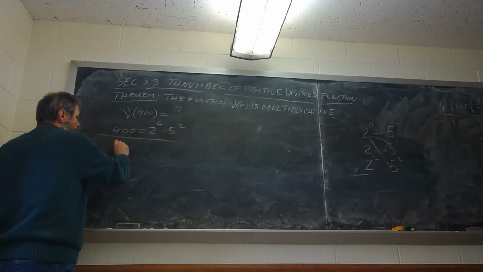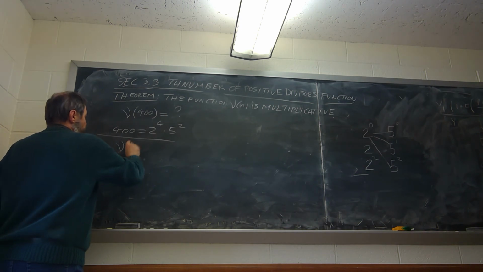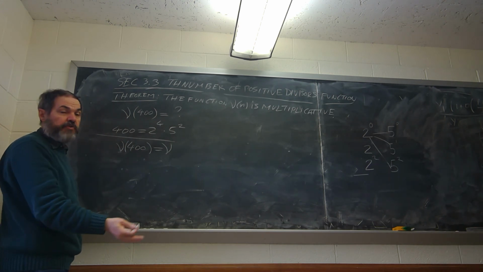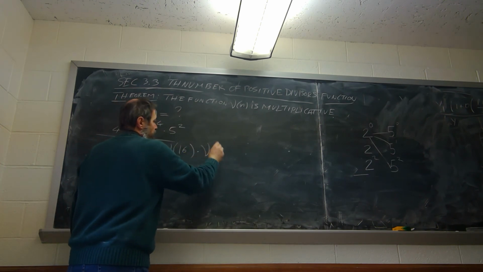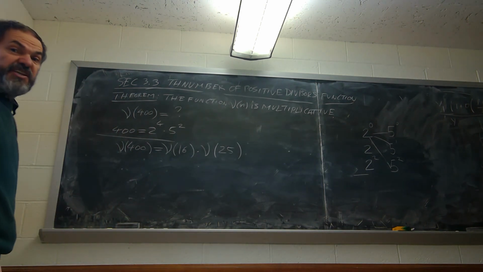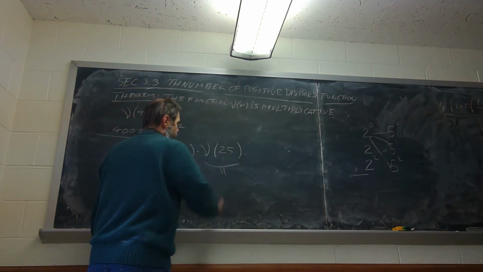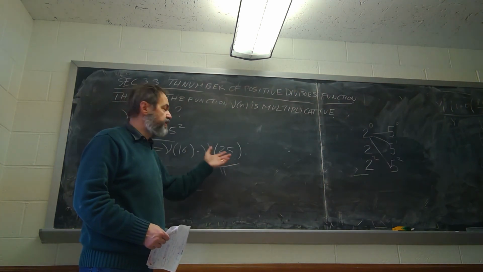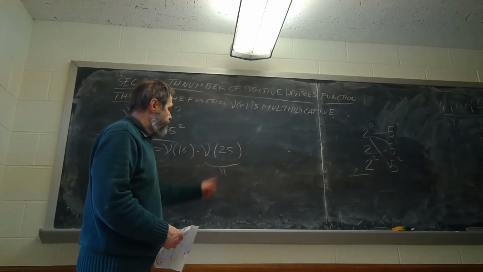So using this theorem, or if I just want to check the theorem in this particular case, I would have nu of 400 is equal to nu of 16 times nu of 25. What is it? Let's check. Nu of 25. How many divisors does this number have? Well, the only divisors are 1, 5, and 5 squared. So 3 of them.